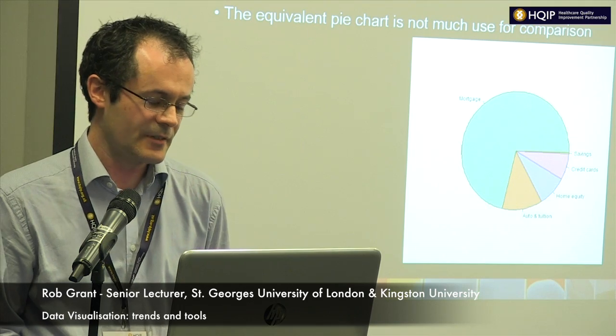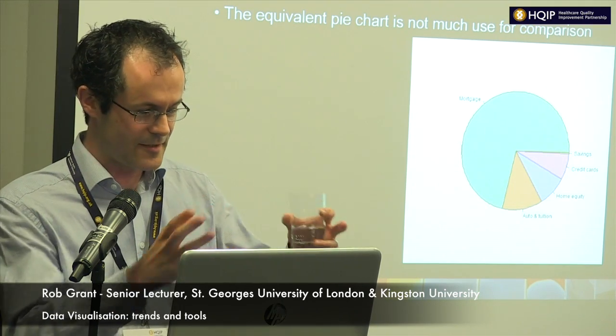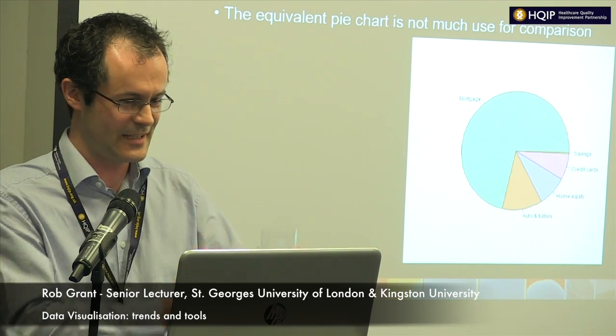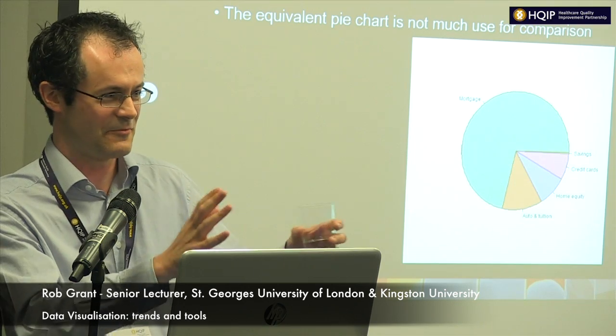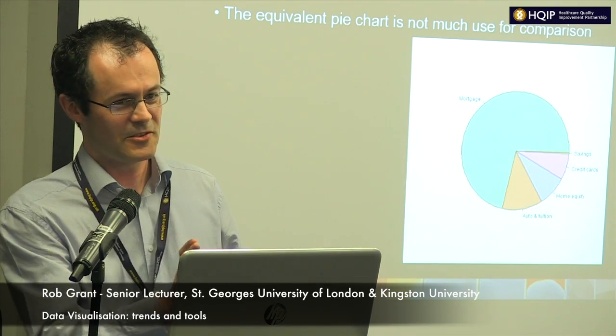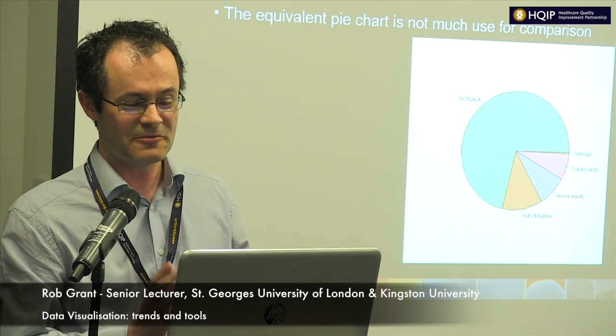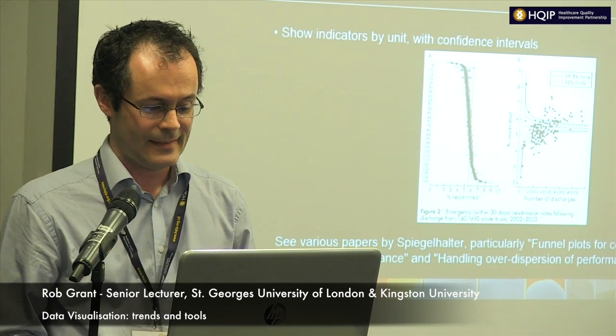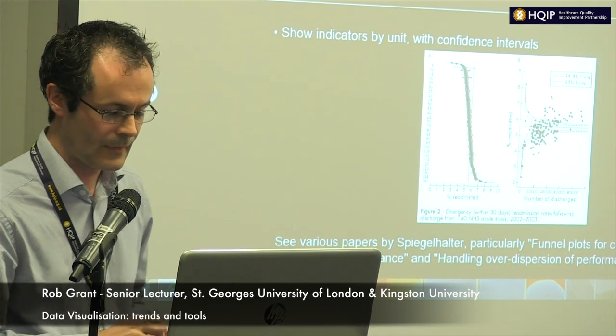And obviously, you should only use it where you're talking about parts of a whole. You're not going to have standardized mortality ratios from 200 different hospitals in a pie chart. Because you could do that, your computer will draw it if you ask for it. It's up to you not to draw it.